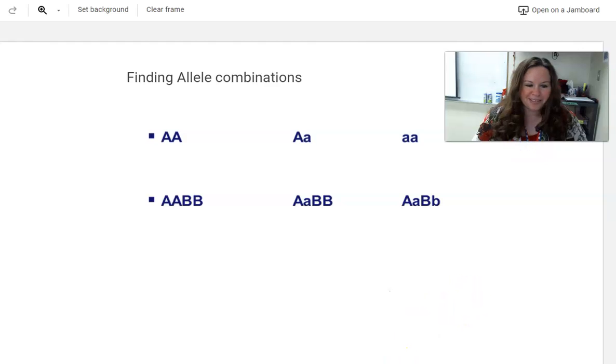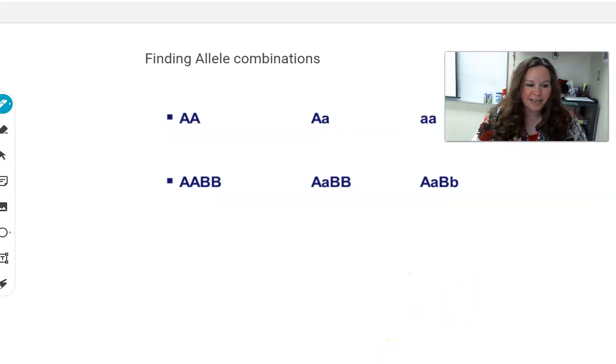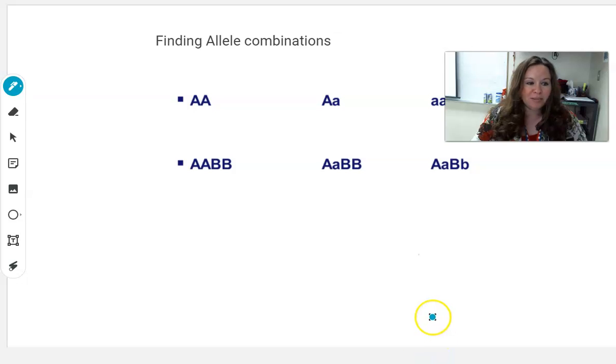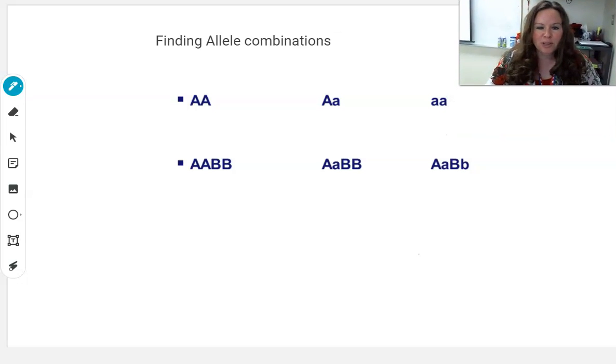Hey everyone, it's time to learn our next skill in solving genetics problems. To do our next type of problem, we're going to have to learn how to do this. We learned it when we were sophomores, so it shouldn't be too bad. That is finding allele combinations.